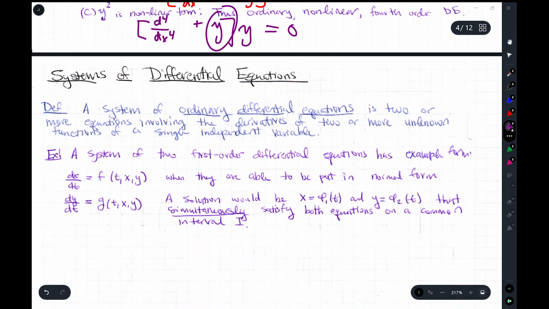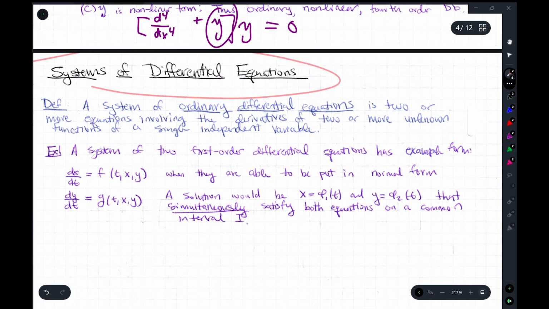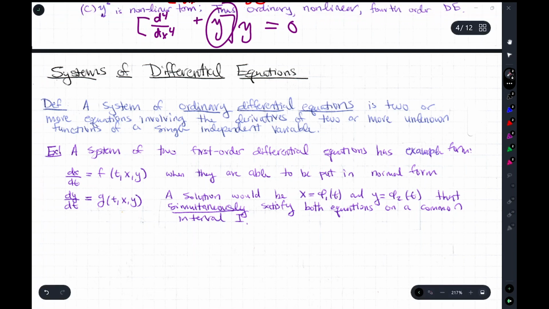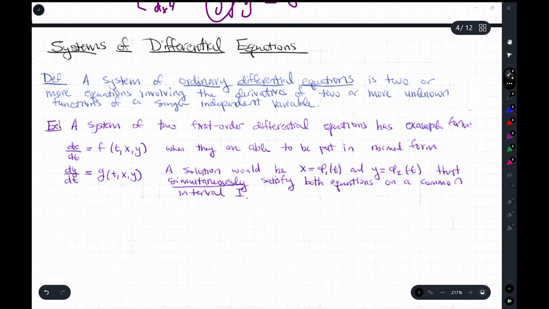All right. Let's talk about systems of differential equations. So we said that ordinary differential equations have one independent variable, but they could have several dependent variables, okay? And you could have multiple equations characterizing how those dependent variables change. So it's very common to get a system of equations. A system of ordinary differential equations is two or more equations involving the derivatives of two or more unknown functions of a single independent variable. Of course, you could get a system of partial differential equations where you have multiple independent variables. But let's focus on just systems of ordinary differential equations.